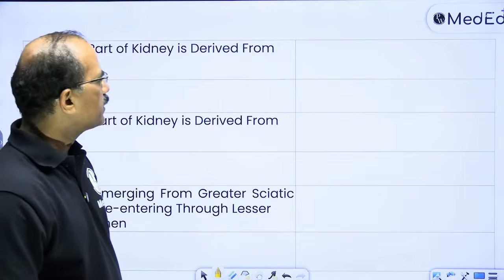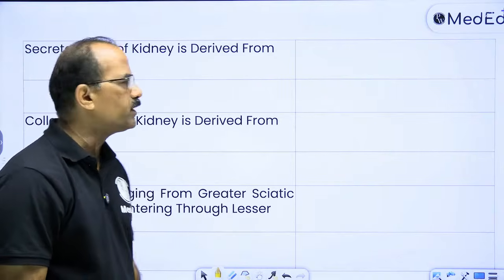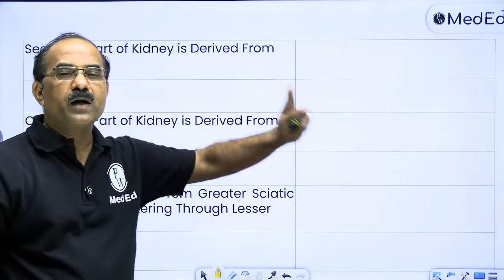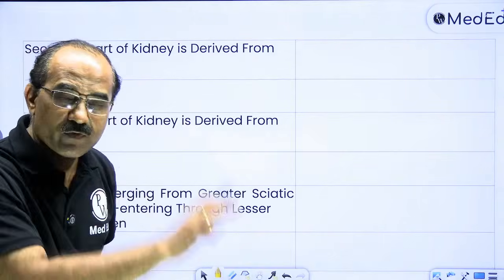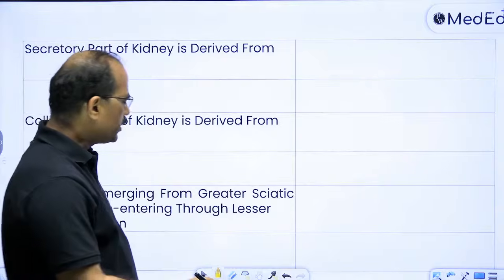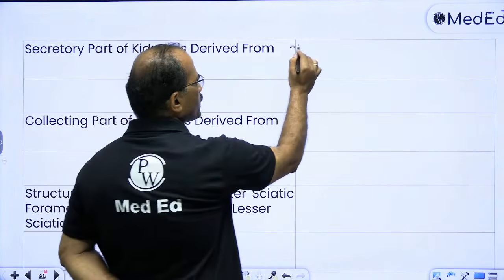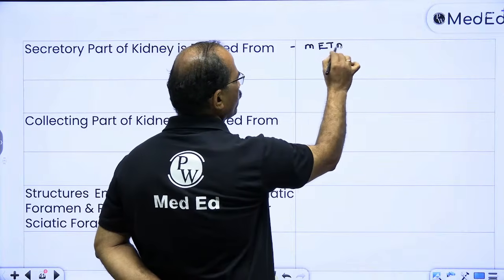Now just have a look at this. That was congenital polycystic kidney. Very good. Congenital polycystic kidney is right. Now secretory part of the kidney is derived from... Now these are very important MCQs. One, two, three are left. I'm finishing now. The secretory part of the kidney is derived from metanephros. याद रखना, metanephros.